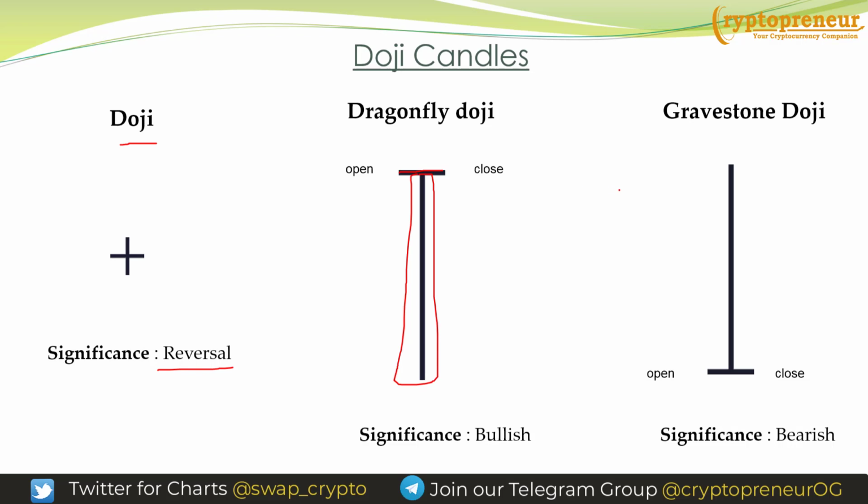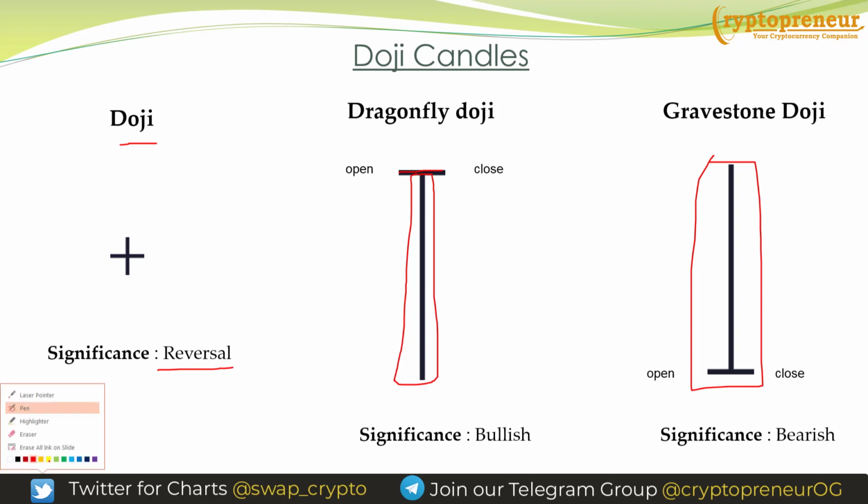Okay, now the gravestone doji is the opposite of the dragonfly doji. A gravestone doji signifies that bears are taking control. So if price was moving upside until now and then you see a gravestone doji at the top, consider that bears are entering the market and trying to push the price downside. Whenever you see a gravestone doji, consider that bears are taking control of the market.